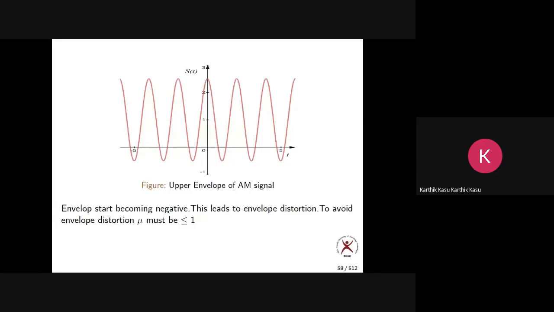But if mu is more than 1, the envelope starts becoming negative. Now it leads to a distortion called envelope distortion. I will tell you what the envelope distortion is later. As of now, just remember like this: this envelope should never become negative. Is it okay, all of you? It becomes negative when your modulation index mu is more than 1. Simply remember like this: our index should not be more than 1. Always it should be less than or equal to 1.